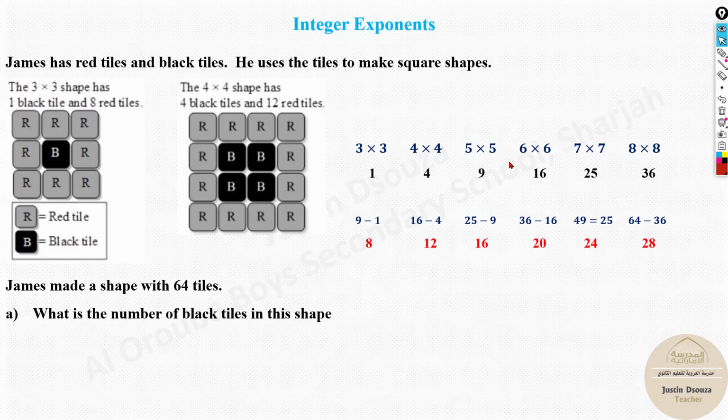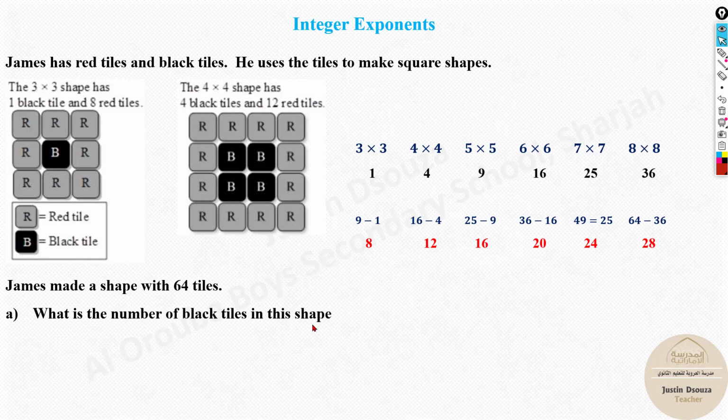Now this would give you a better picture. How do you find the black tiles? They're all squared, perfect squares. And now this is the total number of tiles. When you subtract the total minus the black tiles, you're always getting the red tiles. So the outermost layer.